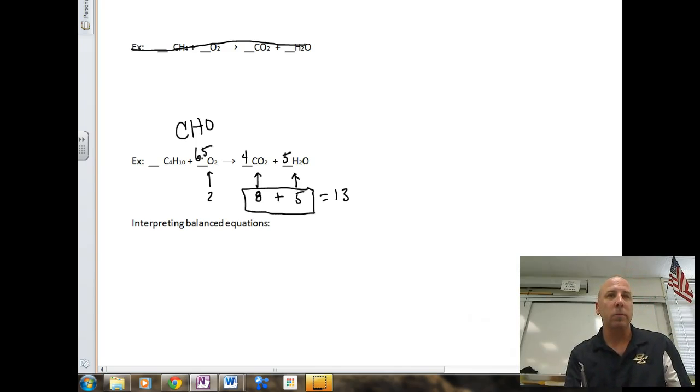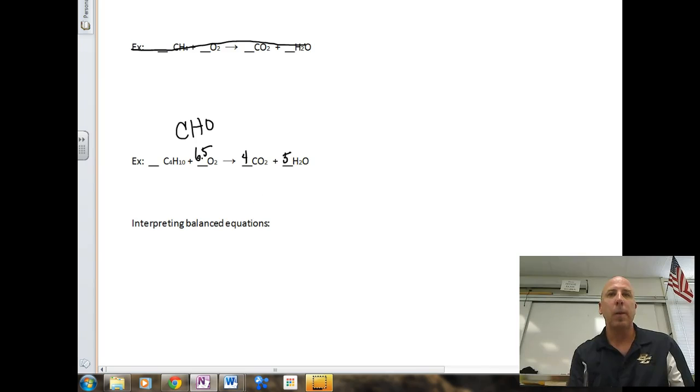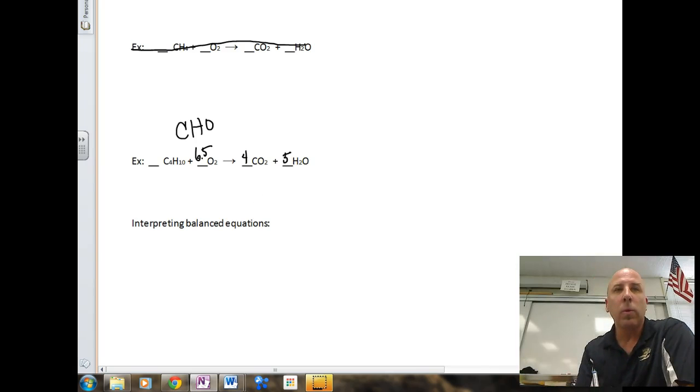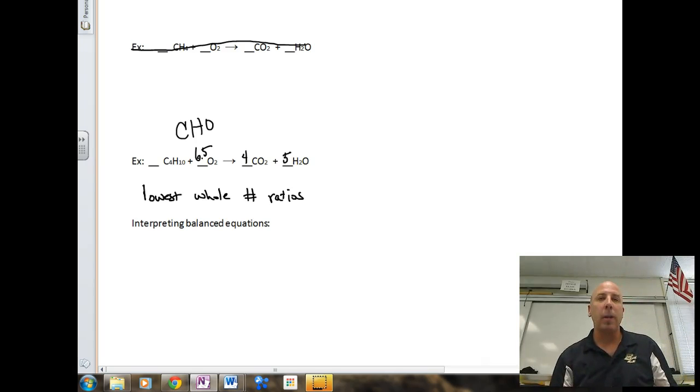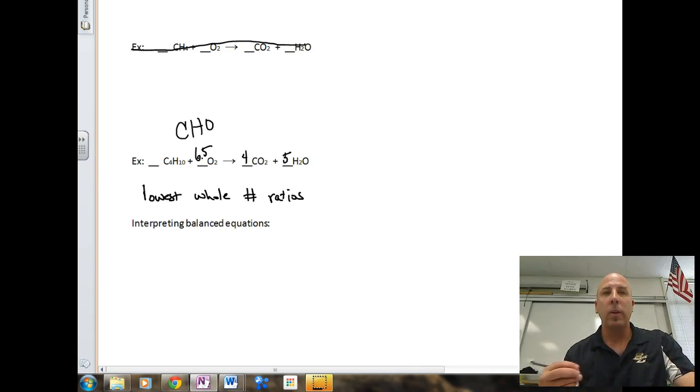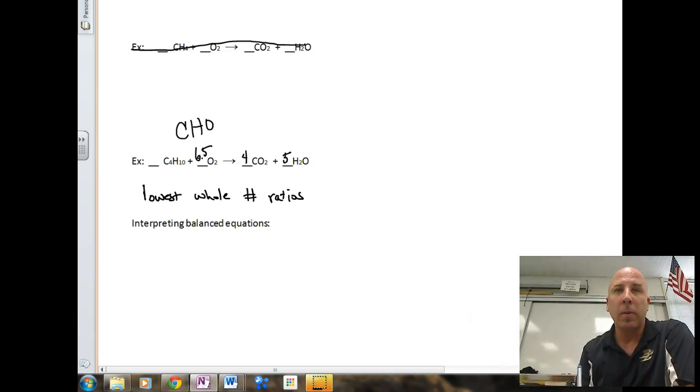And technically we're balanced right now, except there's a rule in balancing equations. It's a slightly flexible rule, as we'll see later on in AP chemistry, but the rule is your coefficients must be lowest whole number ratios. Later in AP chemistry, sometimes they like to illustrate coefficients as fractions, which is what we have here. But for now, let's go ahead and make this the lowest whole number ratio. And we'll talk about what that means in a second as well.